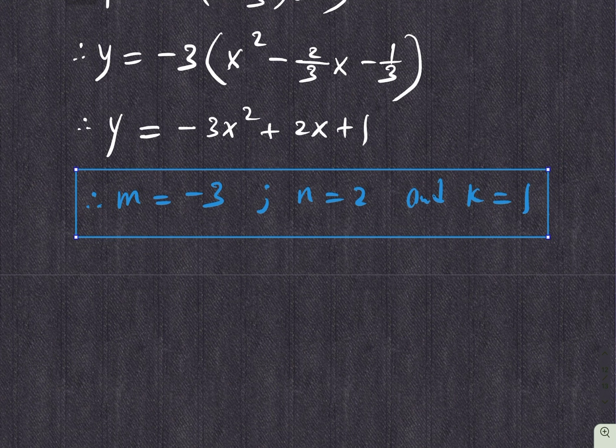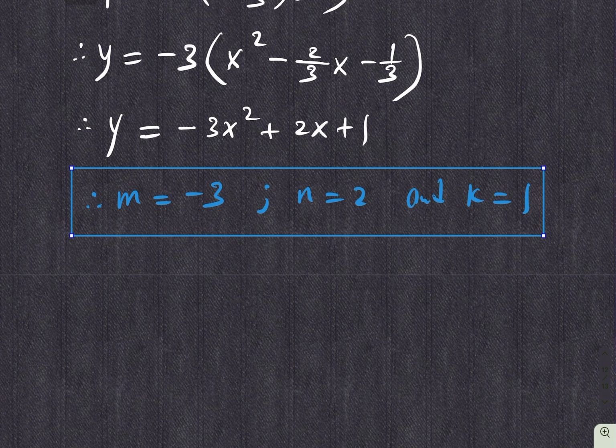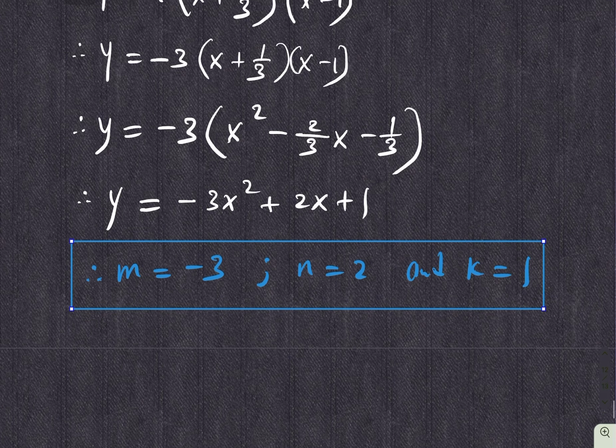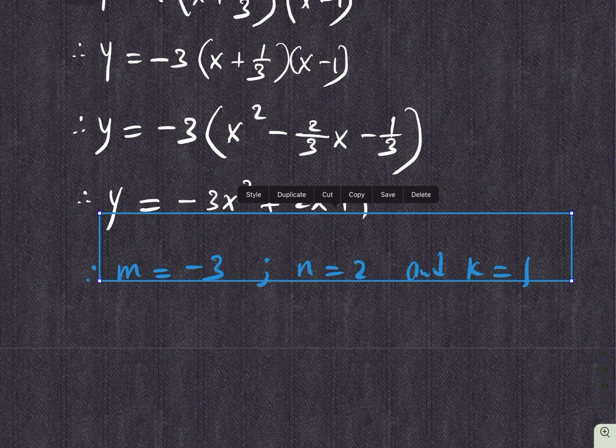So this is how you work it out. It's 6 marks, right? So let's see where you get the marks. The value of a must be correct.